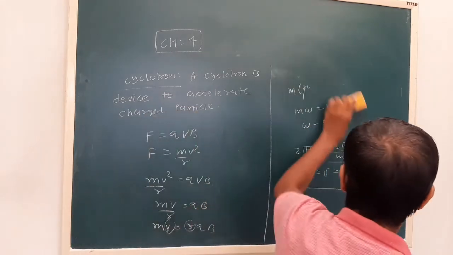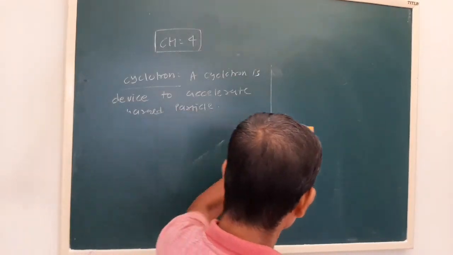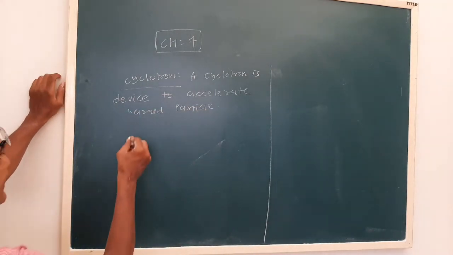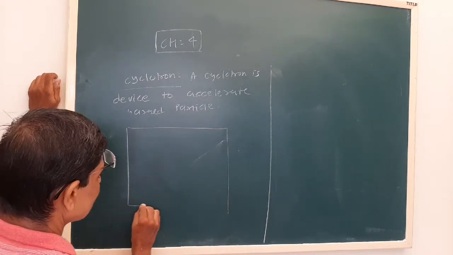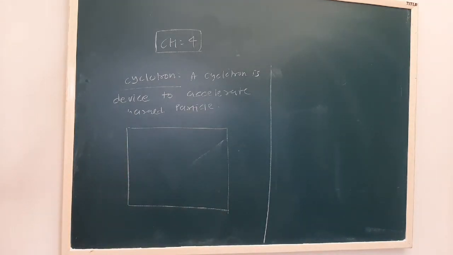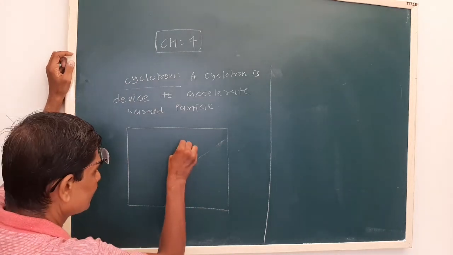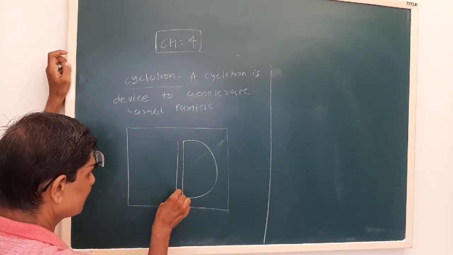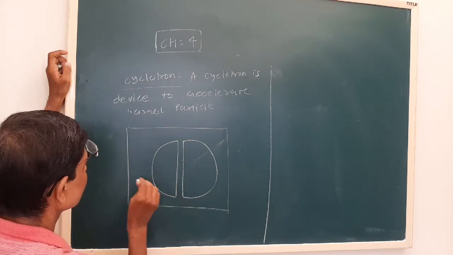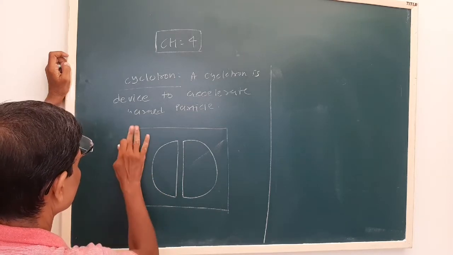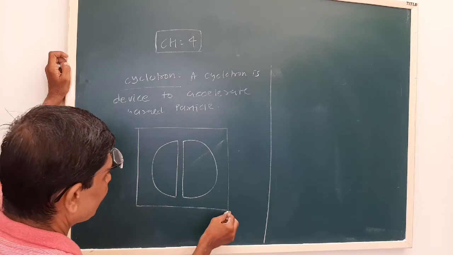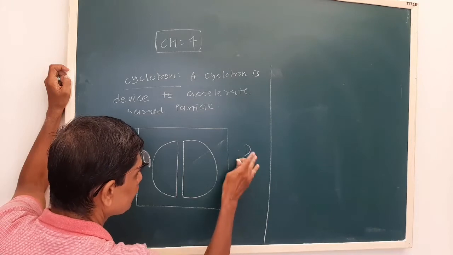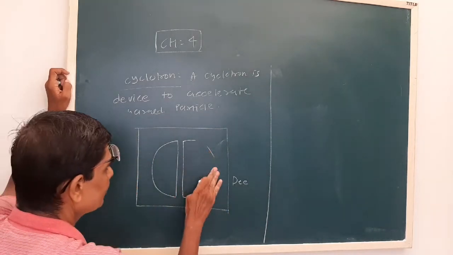Now see how it works. Basically it is used to accelerate positively charged particles. Now see, why? Because the mass of the charged particle is very less. So we make some arrangement. It is in a vacuum. Now let us say the D-shaped device. See the whole arrangement is kept in a vacuum. This is an English D shape, that is called Dee. Okay, that's why it is called a Dee.